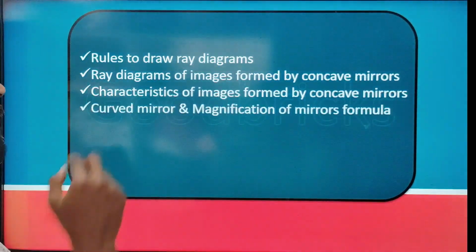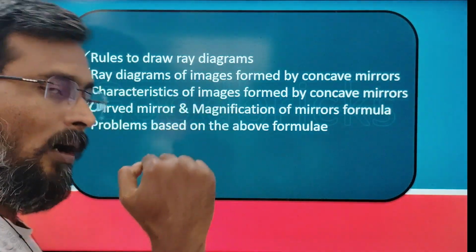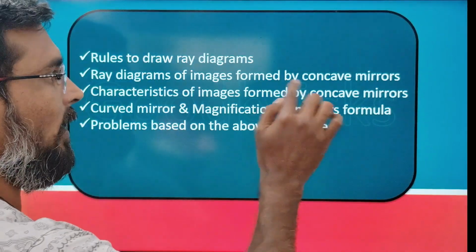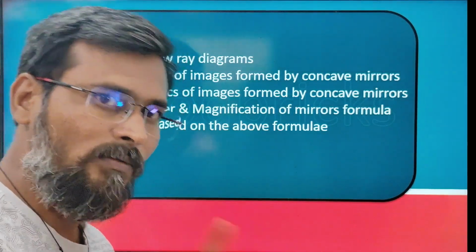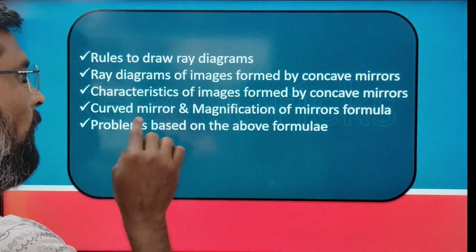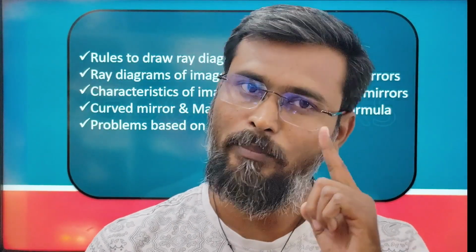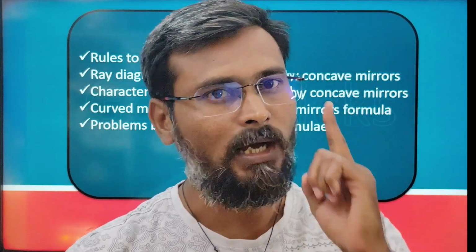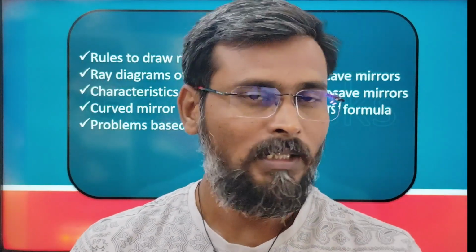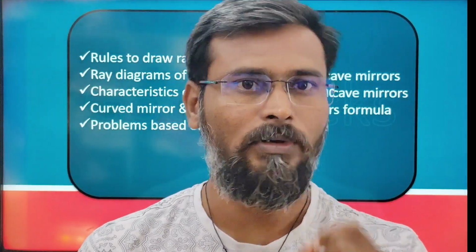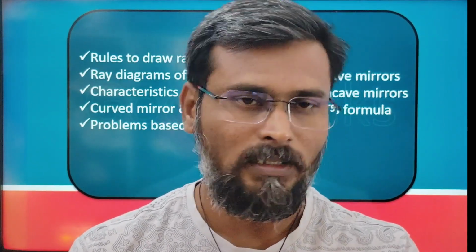See here on the screen: rules to draw ray diagrams. Then ray diagrams of images found by concave mirrors. Third, characteristics of images found by concave mirrors. Fourth, curved mirror formula and magnification formula. Based on that, we are going to solve some problems. So these are the important topics which we are going to discuss as part of our Fatafat Dhanadhan session.